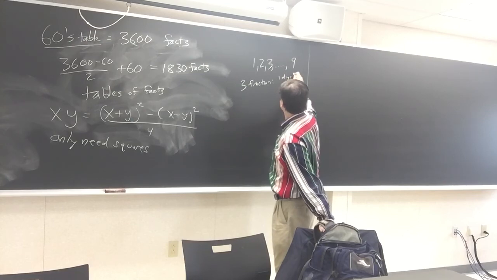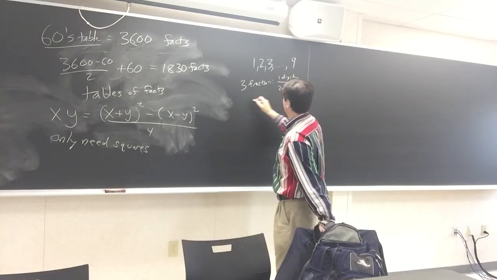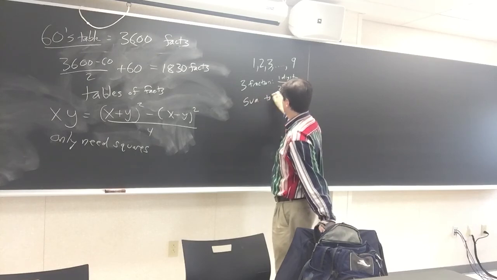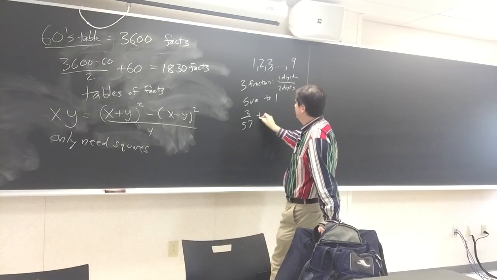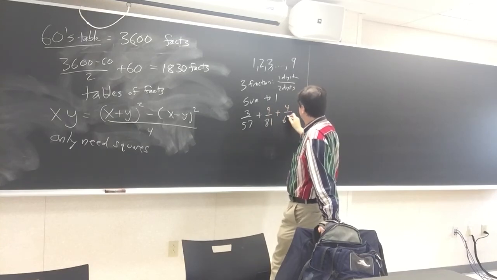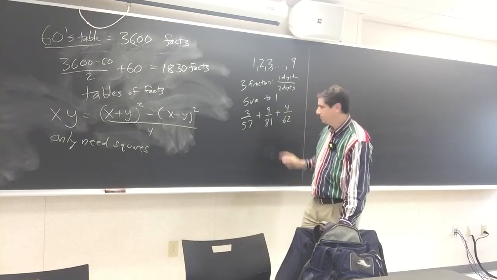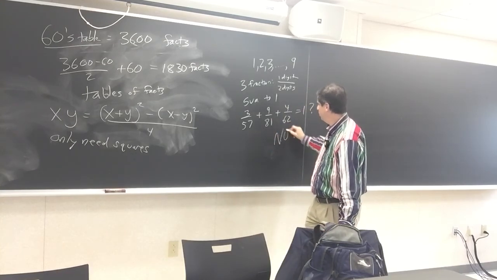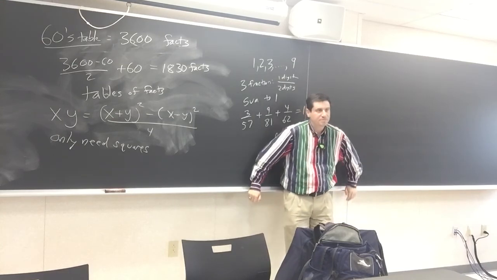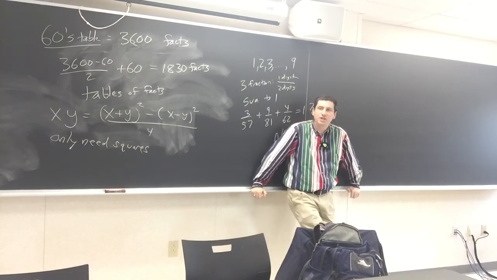1 digit over 2 digit. And I want them to sum to 1. So for instance, maybe it's 3 over 57 plus 9 over 81 plus 4 over 62. And the answer for this one would be no, that one doesn't work. There's a way to arrange the numbers 1 through 9 so that you can get this to work.